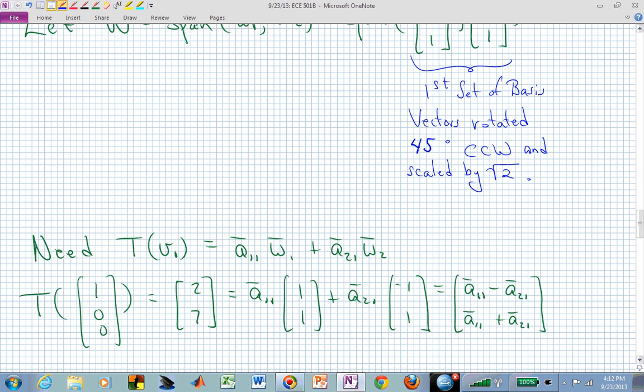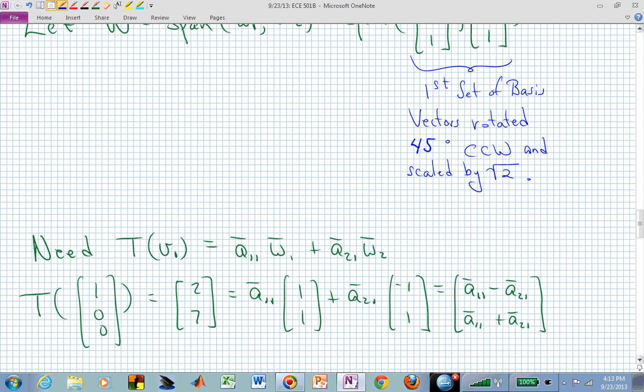It's just that the specifics or the particulars now are going to be different. We're now using how much of omega 1 bar do we use? How much weight do we place on that? That's now our A11 bar. And how much weight do we put on the second basis to actually give rise to this number 2 and number 7 in the standard basis?